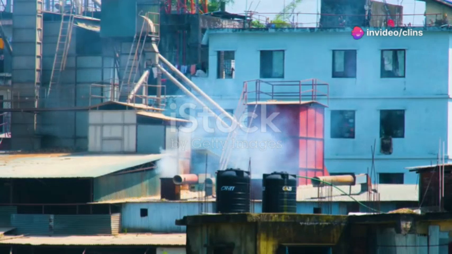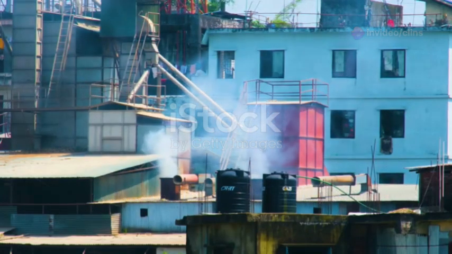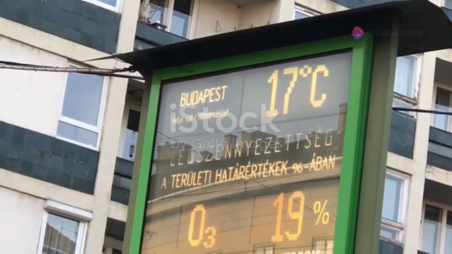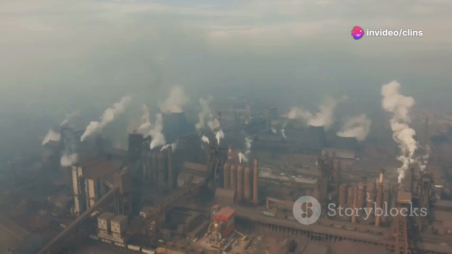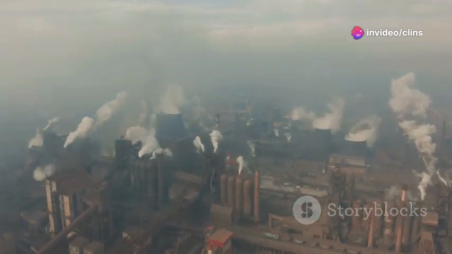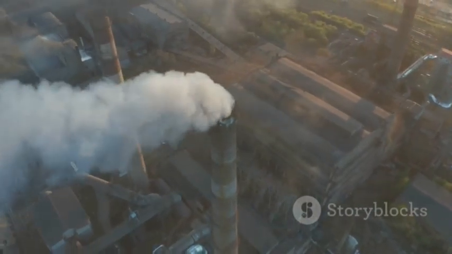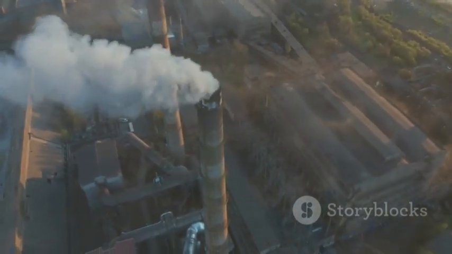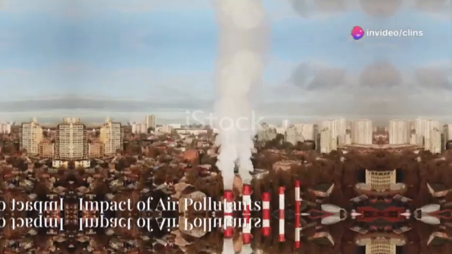Indian National Ambient Air Quality Standards, or NAAQS, were established by the Central Pollution Control Board, commonly known as CPCB. These standards set permissible levels for a variety of pollutants, including PM10, PM2.5, sulfur dioxide, nitrogen dioxide, ozone, carbon monoxide, ammonia, lead, benzene, benzo(a)pyrene in its particulate phase, arsenic, nickel, and others.